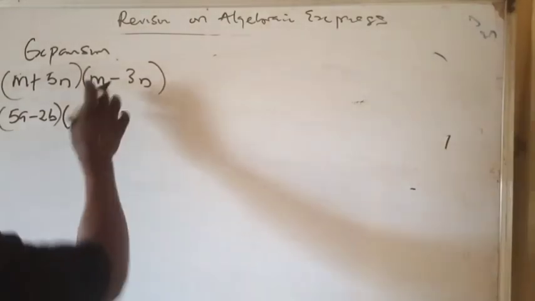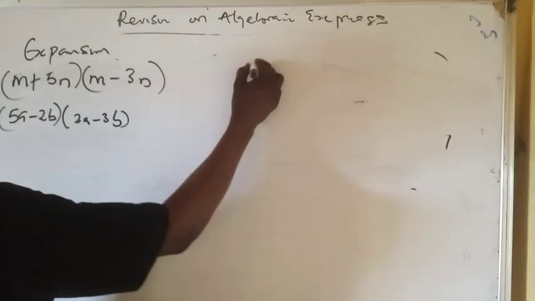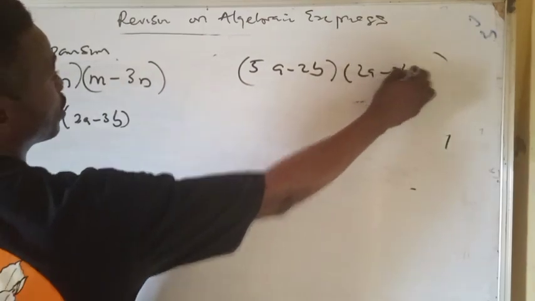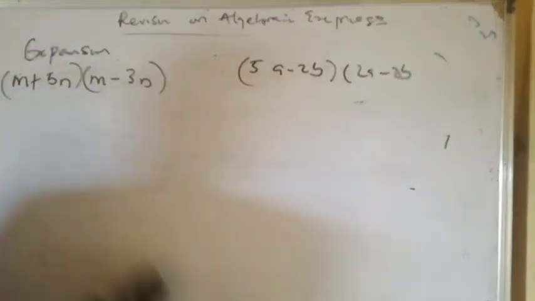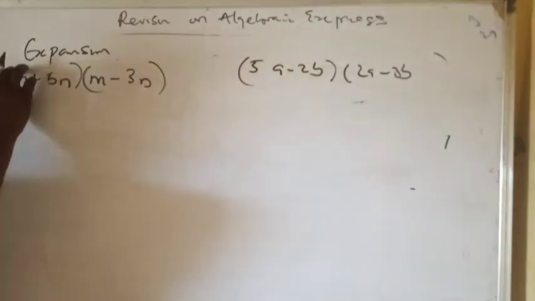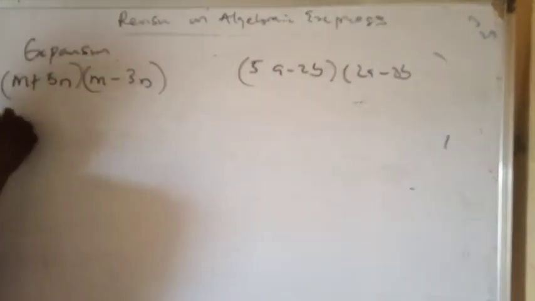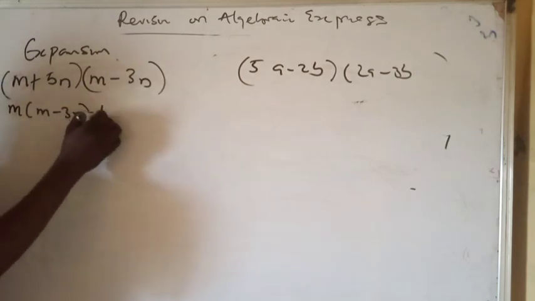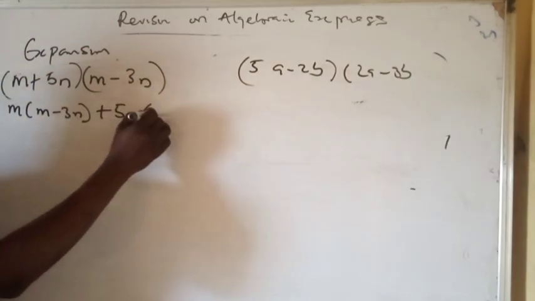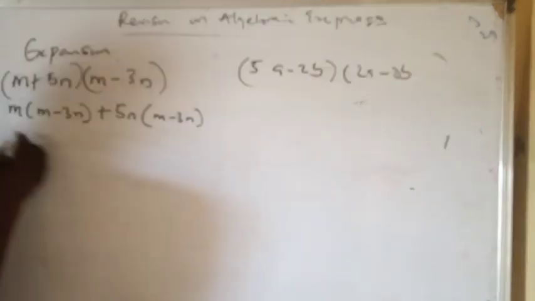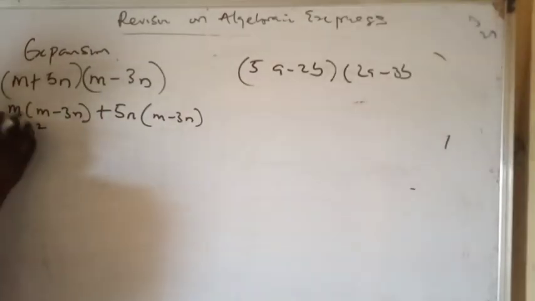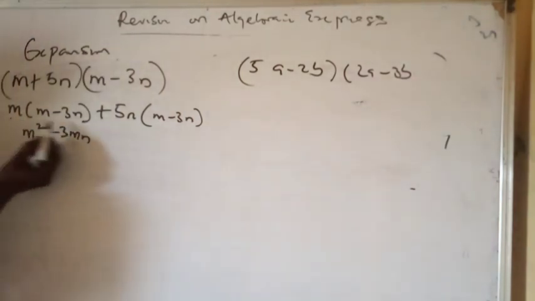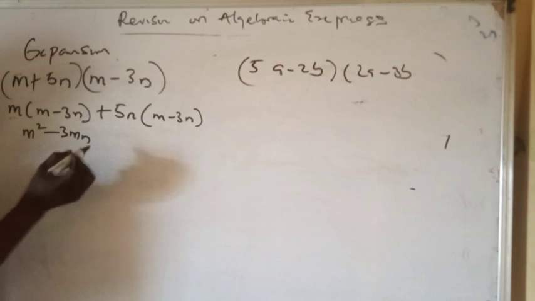Alright, let me give you this expansion. Let's keep this: 5a minus 2b, 2a minus 3b. So I can give you a chance. Now, to open this, I'll take one of these. Everybody, let's go together. m into bracket m minus 3n, plus 5n into bracket m minus 3n. m times m, m squared. m times minus 3n, minus 3mn.